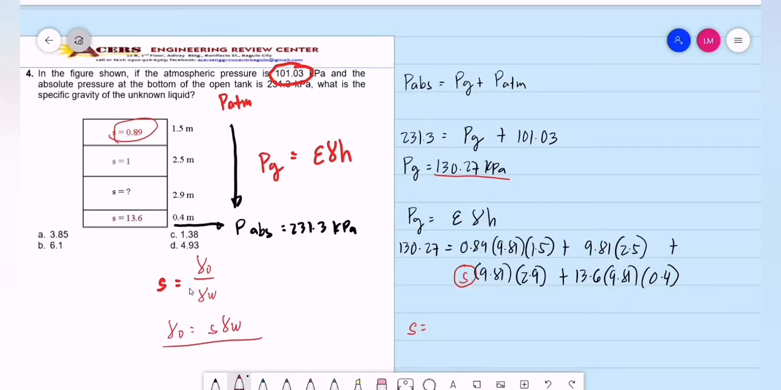So we have an answer of 1.38. That will be the specific gravity of the unknown liquid. We know that as we go deeper, the specific gravity increases. So our answer should be between 1 and 13.6, as you can see in our choices. So our answer will be 1.38.